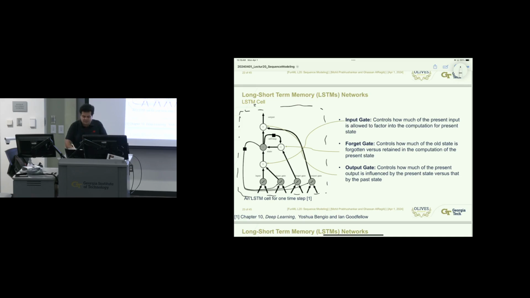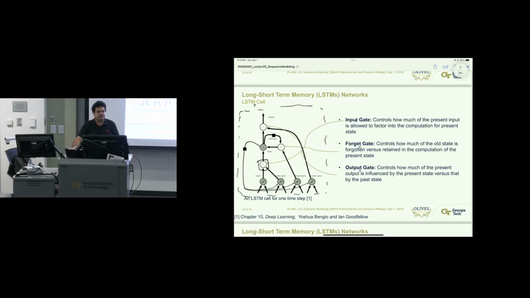In terms of design principles, there are three gates: an input gate, a forget gate, and an output gate. Let's start with the first one, the input gate, which is the one you see here at the bottom. It controls how much of the present input is allowed to factor into the computation.